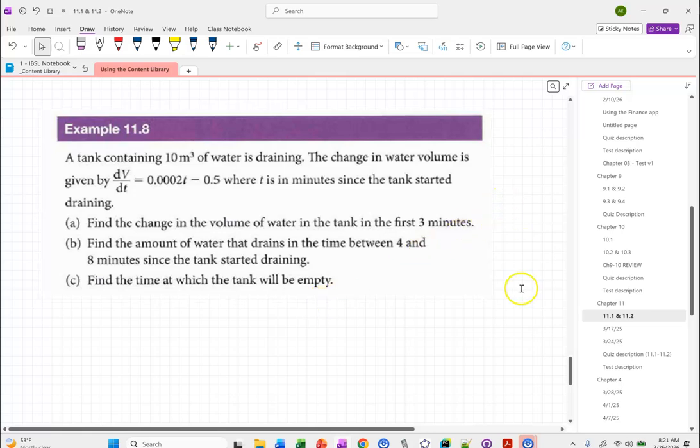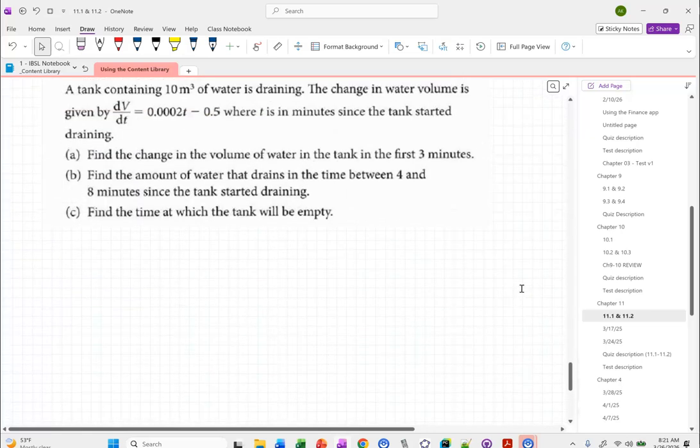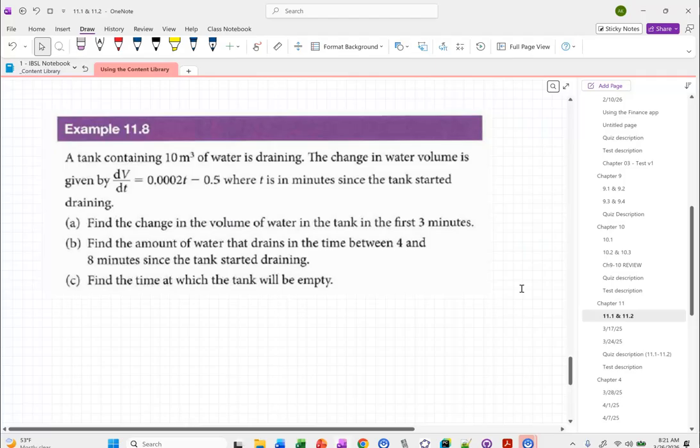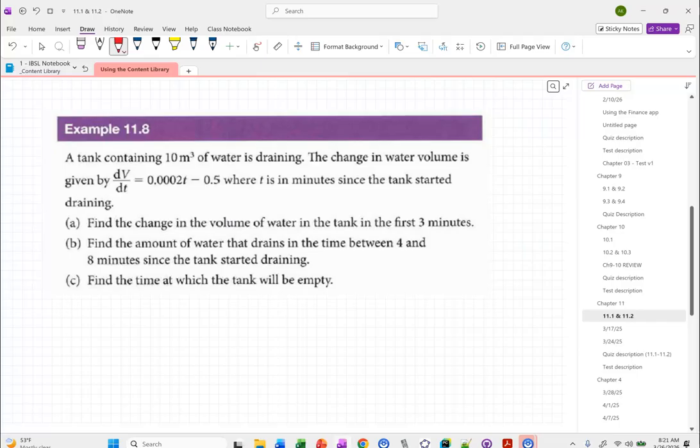So let's look at one last example, and we'd be done here for today, right at probably 40 minutes per my estimate. Good job, Mr. Kulik. It says a tank containing 10 cubic meters of water is draining. The change in water volume is given by dV/dt equals yada, yada, yada, where t is in minutes since the tank started draining. Find the change in the volume of water in the tank in the first 3 minutes.